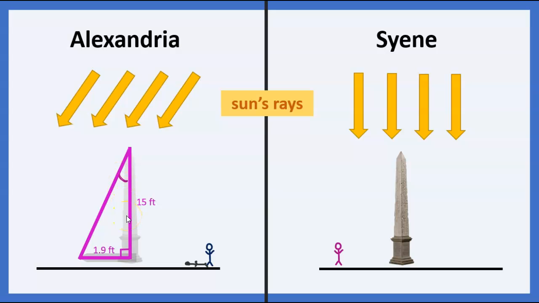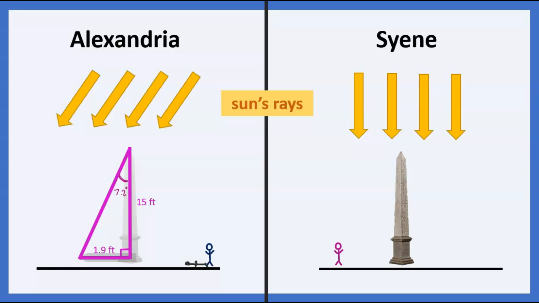You don't have to pull out the protractor in real life and climb up the obelisk and do it up there. You can model this. You can just draw this triangle proportionate. Make sure you do 15 units on your graph, 15 units up and 1.9 units across, and then you can actually measure this angle, and it will just be a scaled down version of the triangle in real life. Okay, so Eratosthenes did this and said, this angle right here is 7.2 degrees.